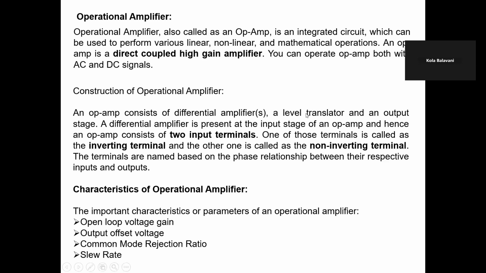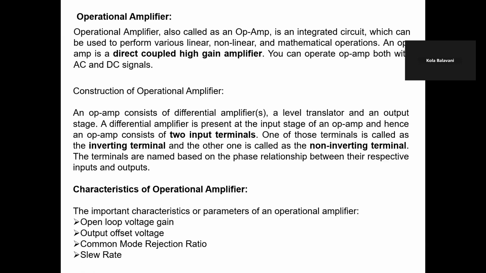And it can amplify both AC and DC signals. So coming to the construction of operational amplifier. Operational amplifier consists of differential amplifiers, level translator, and output stage. So the first stage is the differential amplifier. It has two input terminals. The names of the two input terminals are the inverting terminal and the non-inverting terminal. This is the basic construction.